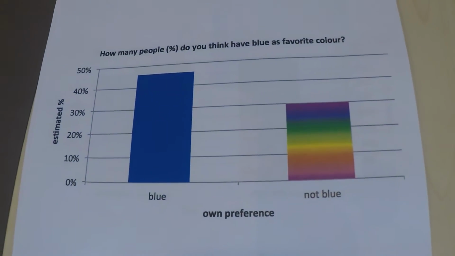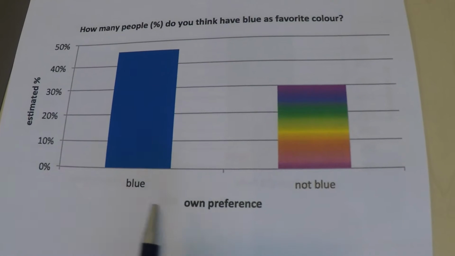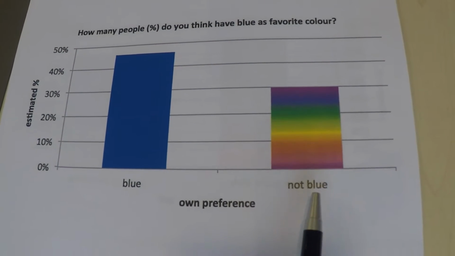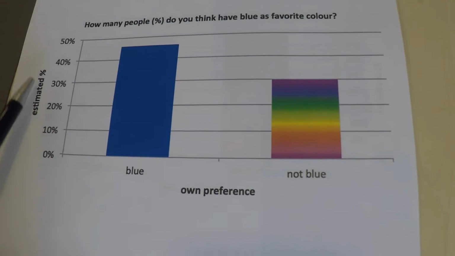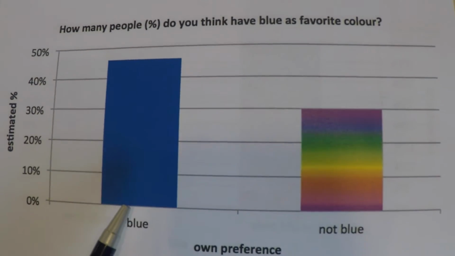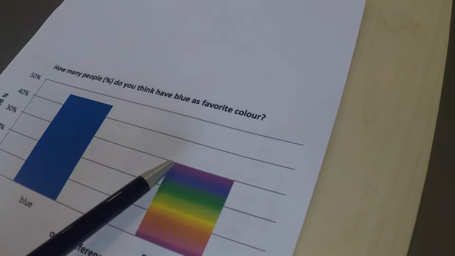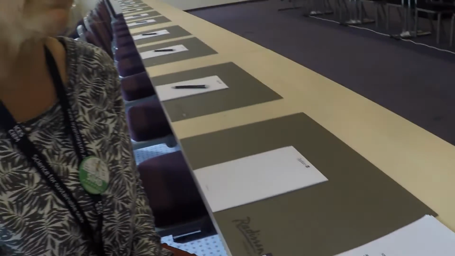What we're trying to show is that you actually confirmed for us the false consensus effect. Here you clearly see that if you divide the people according to their own preference, so people who prefer blue and people who prefer everything else, and their estimated percentage of how many people have blue as a favorite color, the ones who themselves prefer blue think that it is somewhere between 40 and 50%, whereas the ones who do not prefer blue think that it's only about 30%. So this is the false consensus effect, that people think that others prefer the same color as they do.